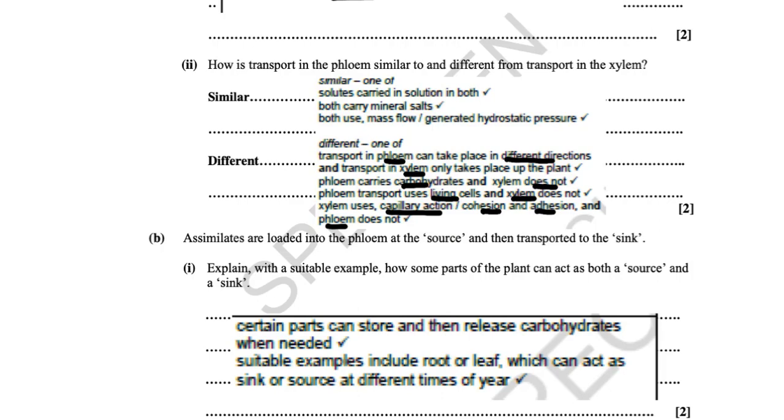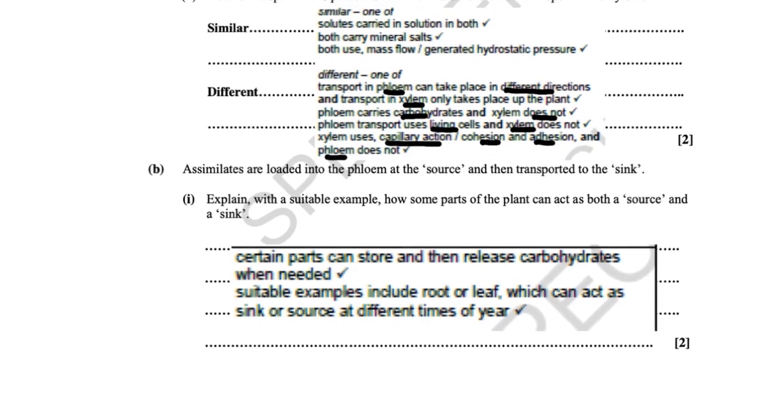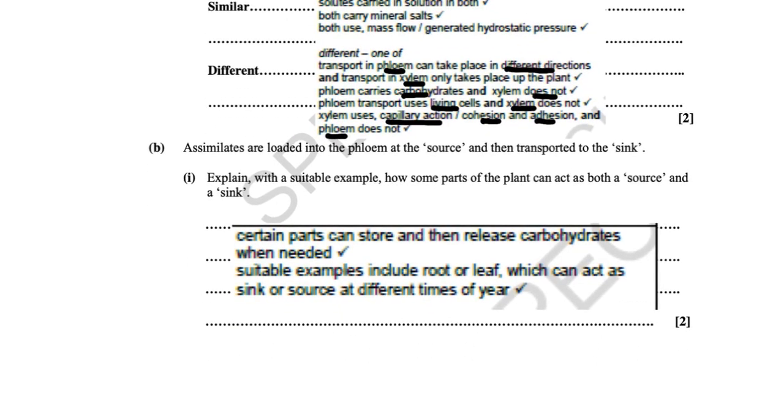It then says, explain with a suitable example how some parts of the plants can act both as a source and as a sink. And this means at different times of the year or different times of the day. How can a single part act as both a source and a sink? And the answer to this is that parts of the plant can store and then release carbohydrates. So when it's storing it, it's acting as a sink, and when it's releasing it, it's acting as a source. And a suitable example might be a root or a leaf, or a storage organ such as a tuber, which can act as a sink or a source at different times of the year.